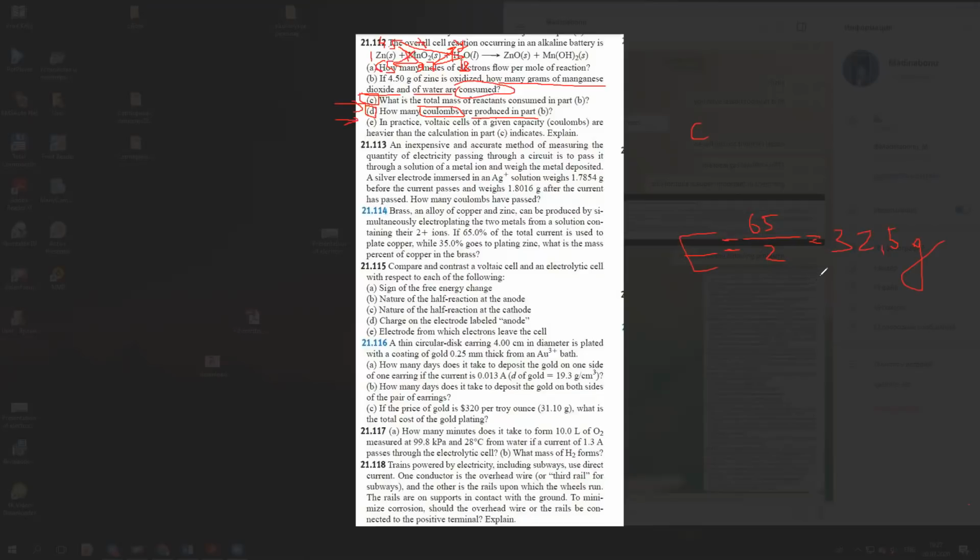Did you get it? And we need... if 32.5 grams of zinc is produced, one farad of energy is formed. One farad means 96,500.